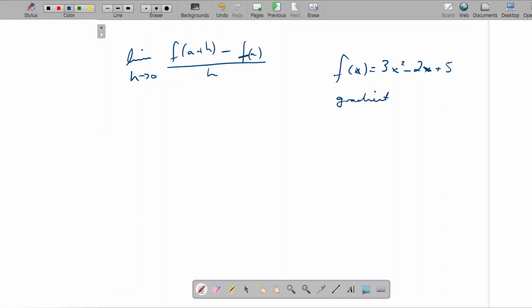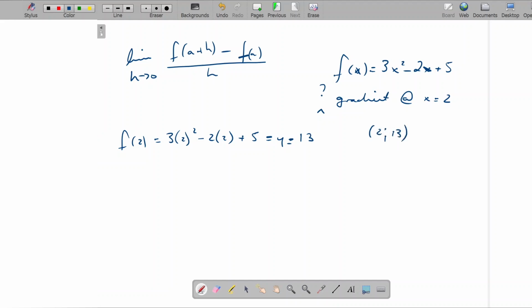Again, I know I'm not specifying whether it's instantaneous or average at this point in time. The gradient at x equals 2. So f of 2 equals 3 times 2 squared minus 2 times 2 plus 5. So we know that the y value over here is going to equal 12 minus 4 is 8 plus 5 is 13. So it's going to be the point (2, 13).